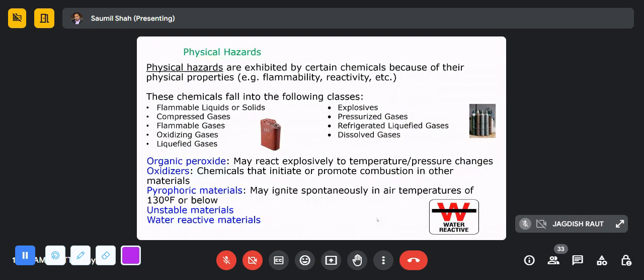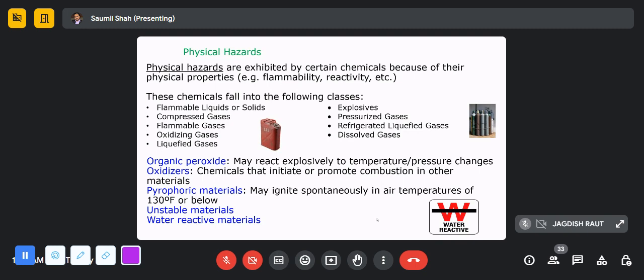Physical hazard. So physical hazards are exhibited by certain chemicals because of their physical properties, that is flammability, reactivity, etc. There are so many chemicals which have flammability by nature. For example, any hydrocarbon-containing chemicals have a flammability hazard in their basic nature, right? So it is called a physical hazard.